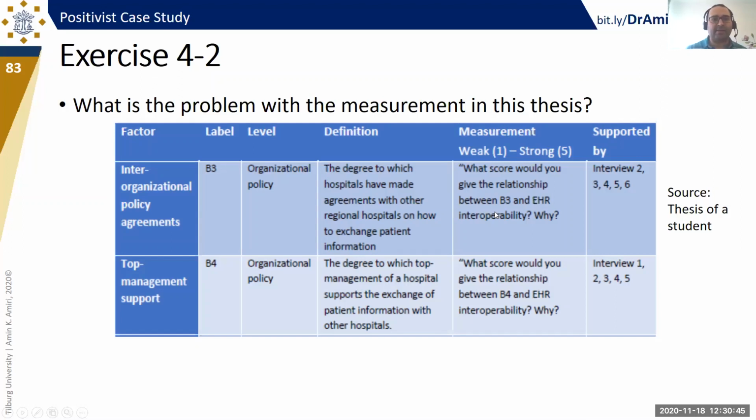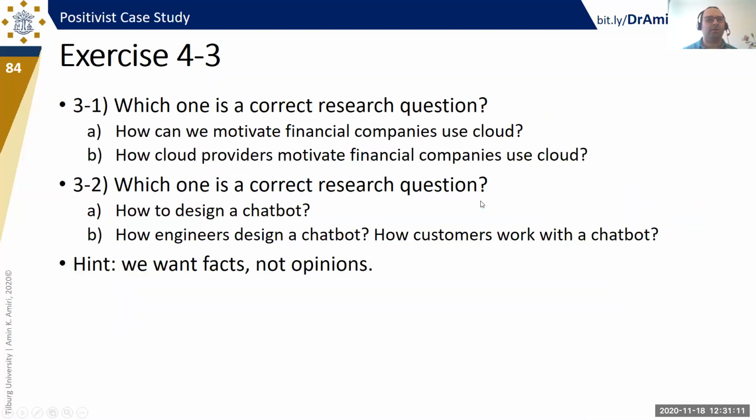Exactly. He asked about the relationship and the strength of the causal relationship between the two constructs. But he should have asked only about this construct. But even here, inter-organizational policy agreements, this is a little bit difficult to assign a high or low value for an interviewee. So this factor should also be changed a little bit. Good job. How about this exercise? What's your answer to these questions?